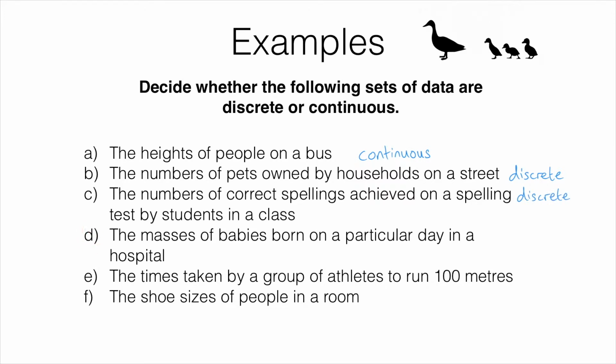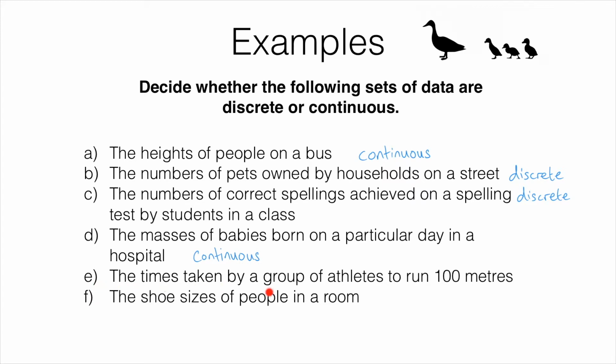Looking at part D now, we have the masses of babies born on a particular day in a hospital. Like height, we can never measure mass completely accurately. We might be able to measure something to the nearest gram, we might be able to measure something to the nearest 0.001 of a gram, but a baby's mass could take absolutely any value within a certain range. The possible masses aren't going to jump from, let's say, 2.2 kilograms to 2.3 kilograms. A baby could be anything in between. It could be 2.24, it could be 2.247, it could be 2.2479. There are infinitely many possible values for the mass of a baby, and it would be impossible to measure accurately. So here we have continuous data.